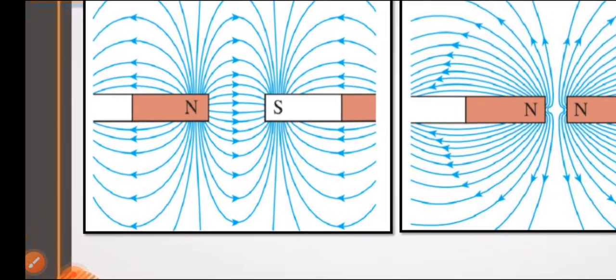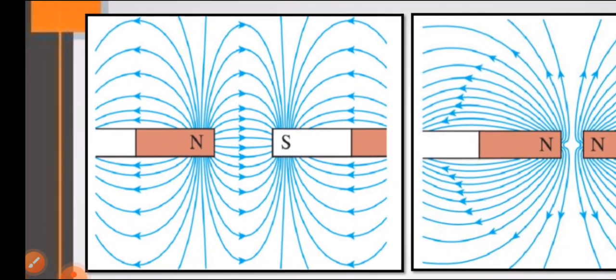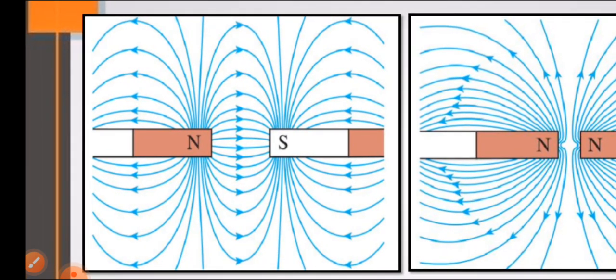Next, this figure shows the magnetic field lines of the attraction of opposing poles. So we have opposing poles here, the North Pole and the South Pole. The field lines will still start at a North Pole and end at a South Pole. So as you can see, the direction of the field lines goes from North Pole to the South Pole.